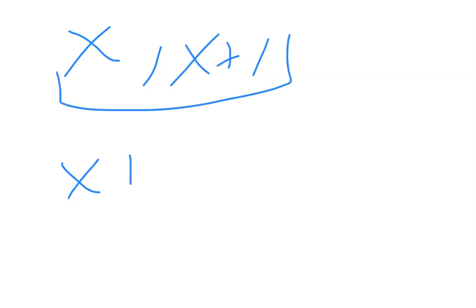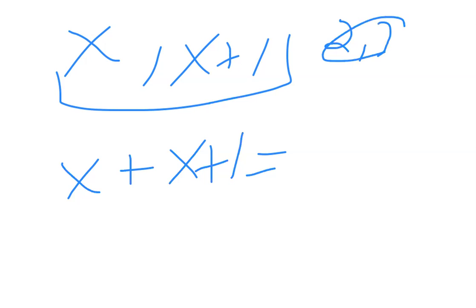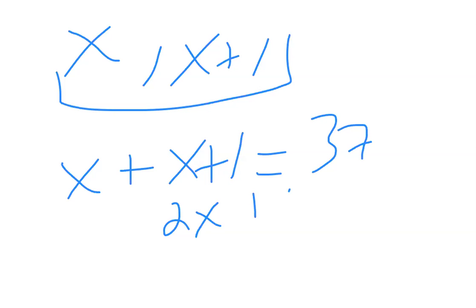So honestly, you just add them up because it's just a sum of two numbers, consecutive numbers. So it's like, I don't know, if you have 2 plus 1 is 3. That's consecutive, and that's how you can write it algebraically. Equals 37. So now just do your basic math. 2x plus 1 equals 37.